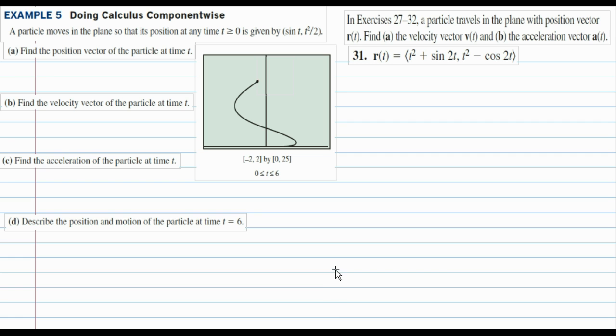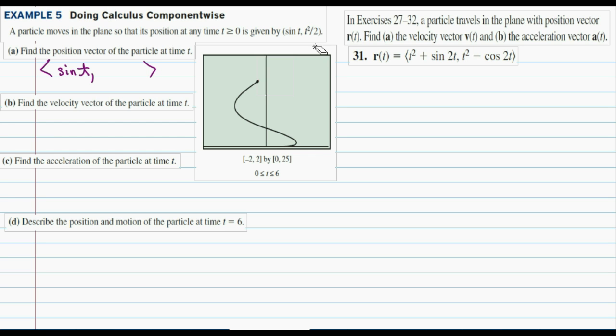So for example 5, doing calculus component-wise. So here's where we take vectors and we start to go into the calculus part of this. A, find the position vector of the particle at time t. Well, a particle moves in the plane so that its position at any time t greater than or equal to 0 is given by this point. So the vector from the origin to that point, in vector form, is going to be the sine of t, comma, 1/2 t squared, or t squared over 2.